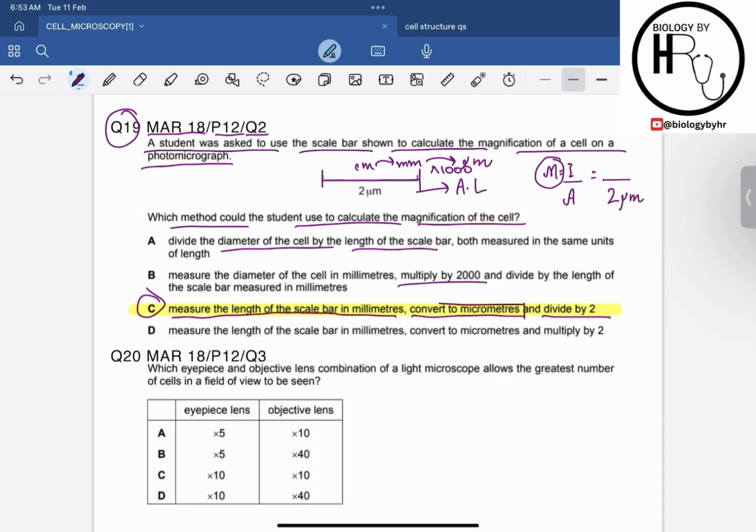No, doesn't make sense. Why do we have to multiply it by 2000, right? Measure the length of the scale bar in millimeter, convert it into micrometer, multiply it by 2. No, we don't have to multiply it by 2. We have to divide it by 2, right? Because it is image length divided by the actual length. So hence the correct answer over here is option C.